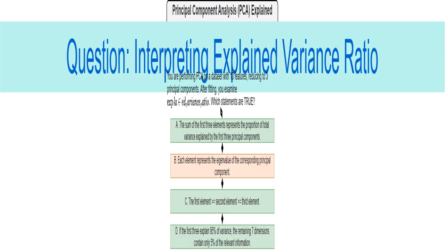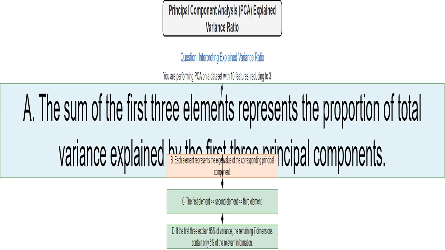This question tests your understanding of PCA's explained_variance_ratio attribute. I'll present you with statements about how to interpret this output from Sklearn's PCA function, and you'll determine which ones are true. This statement is correct. The explained_variance_ratio attribute gives you the percentage of variance explained by each component. Summing the first three values gives you the total variance explained by those three principal components.